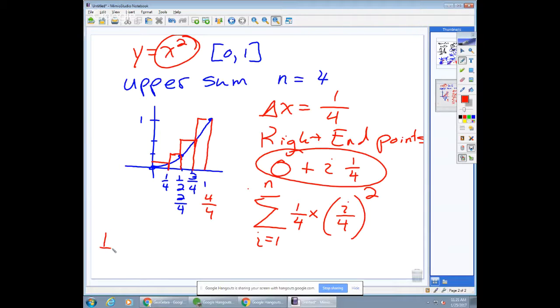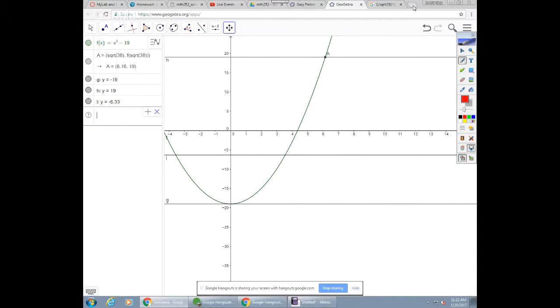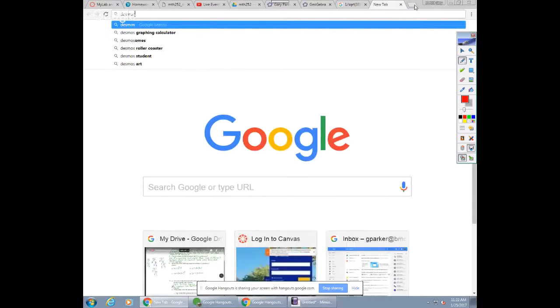So in this case, I would have 1/4 times each of those evaluations, which would be 1/4 squared plus 2/4 squared plus 3/4 squared plus 4/4 squared. And so we whip out our calculator and come up with a number there. Let's make sure we're all getting the same number. GeoGebra does have a sum command. I'm not sure if Desmos does. I haven't used Desmos in a while. Let's check out Desmos for fun.